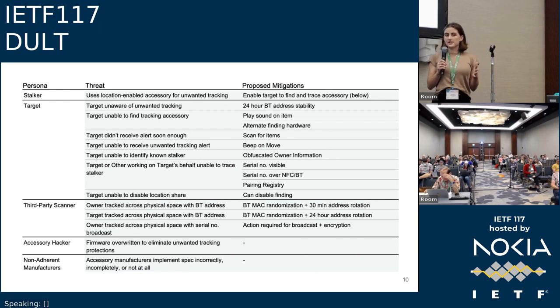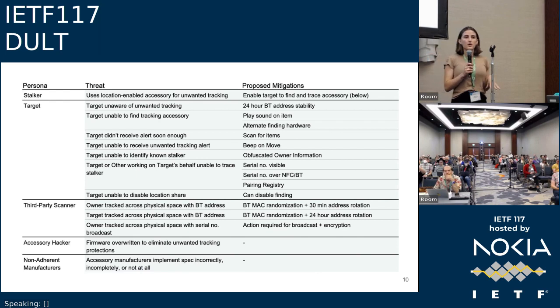But then, if a victim does get an alert, we want to be mindful that they might need help finding it. This has been the motivation for suggesting things like the ability to place sound on an item or alternate finding hardware. The victim might also be aware of an increased level of risk to themselves, aware of their own life circumstances or someone who might be targeting them. So they might want the ability to not just get alerts, but proactively search. Having interoperability and a consistent way of broadcasting would make it easier to scan for items so that the target who expects something can proactively look.